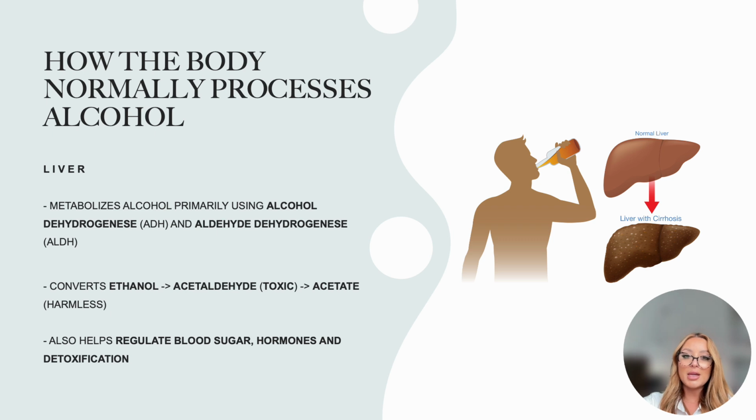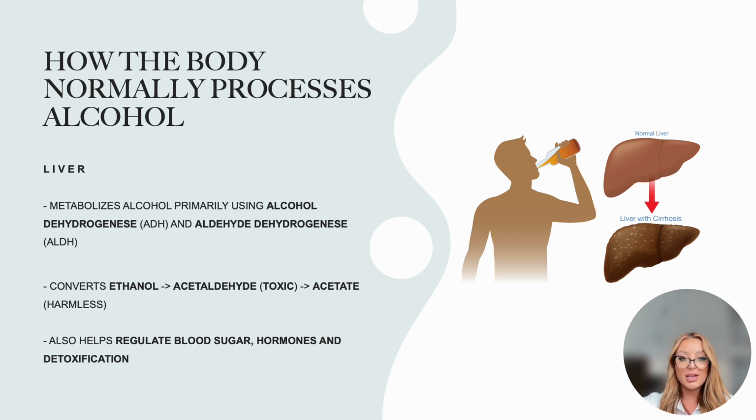The liver is the main organ responsible for metabolizing alcohol. It uses two key enzymes, alcohol dehydrogenase and aldehyde dehydrogenase. Together, they convert alcohol in two steps. First, into acetaldehyde, which is highly toxic, and then into acetate, which is much less harmful and easier for the body to eliminate. Over time, heavy drinking overworks the liver, leading to fat buildup, inflammation, and eventually cirrhosis, which is severe liver scarring.